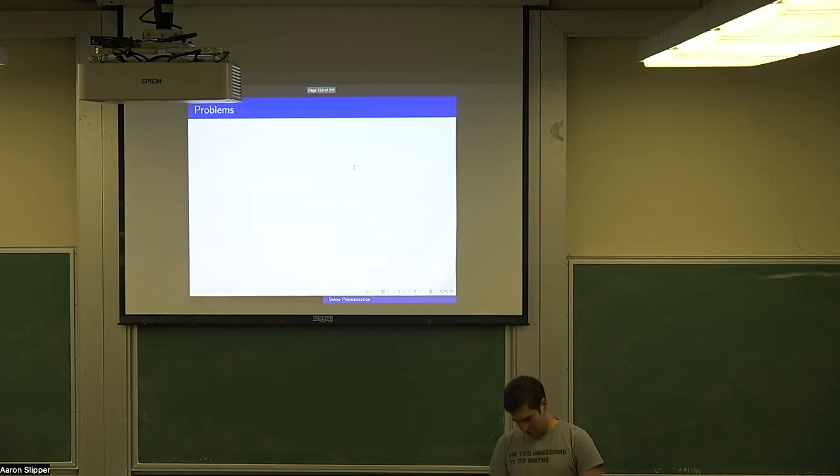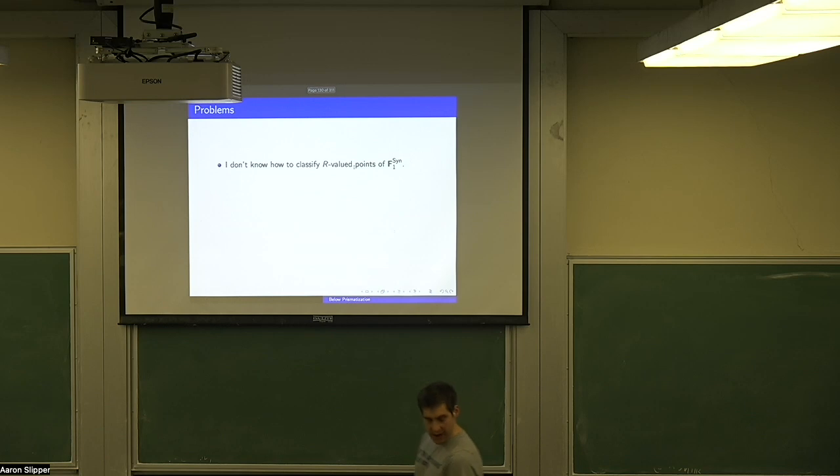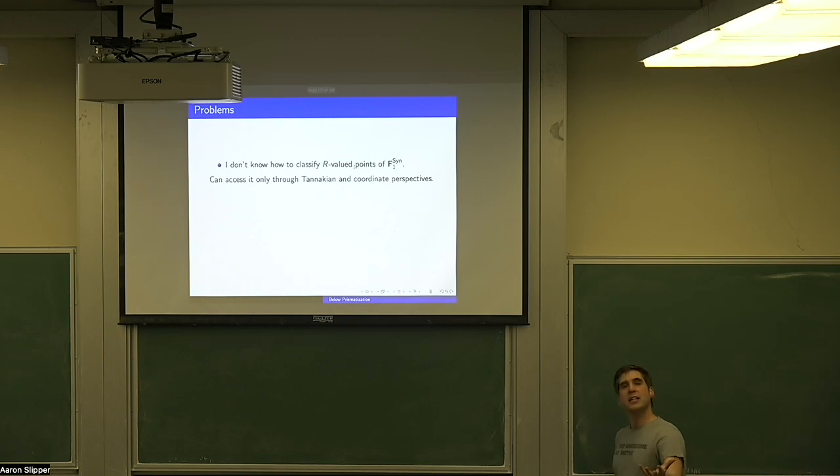But I can't do that for you. So the problem is that I don't understand F1 sin as well as I would like to. In particular, I don't know how to classify its R-value points. I don't know how to describe it from that functor of points perspective. I can describe it from the other perspectives, and I will a little bit later.